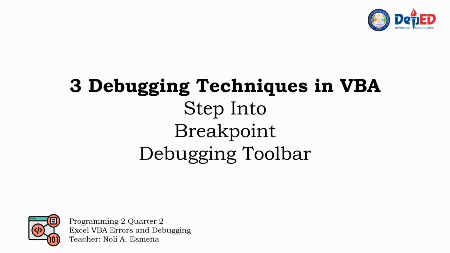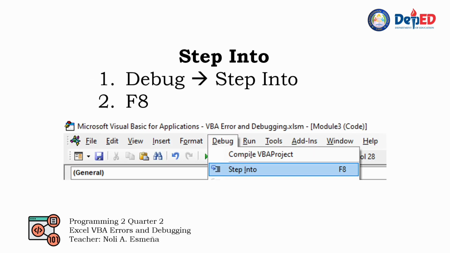If we have errors in VBA, we also have debugging techniques which we can use to easily fix our programs. We have the step into, breakpoint, and debugging toolbar. First, we have the step into technique. To use it, simply click debug and select step into. You can also use the shortcut F8. Let's see what this debugging technique can do.